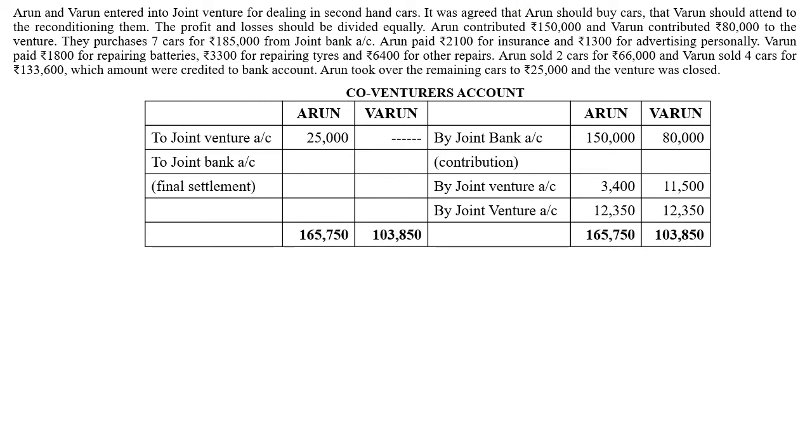So the total is 1,65,750, that is Arun column. 1,03,850, that is Varun's column. Now what you have to do? From this 1,65,750 you have to deduct 25,000 and write here. From 1,03,850 there is nothing to deduct, so you write here. So to joint bank account, 1,40,750 and 1,03,850. This you have to record in joint bank account.